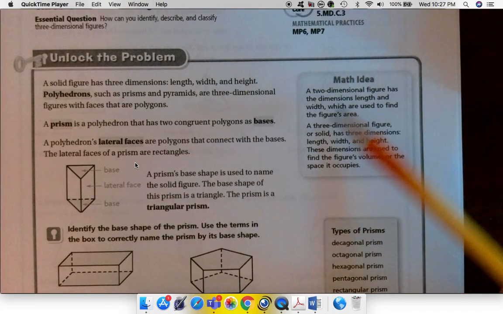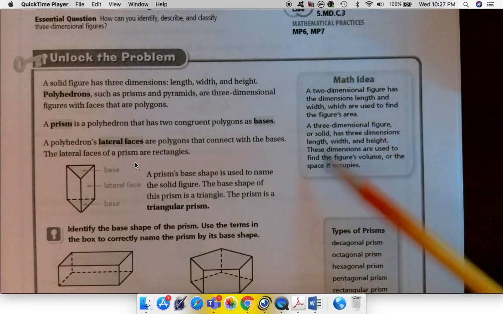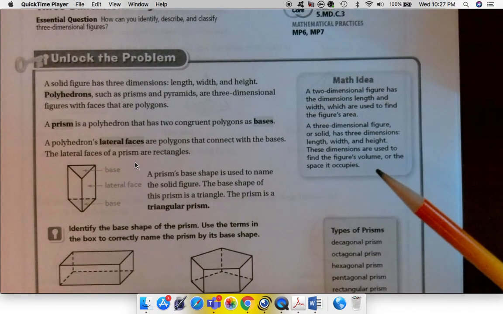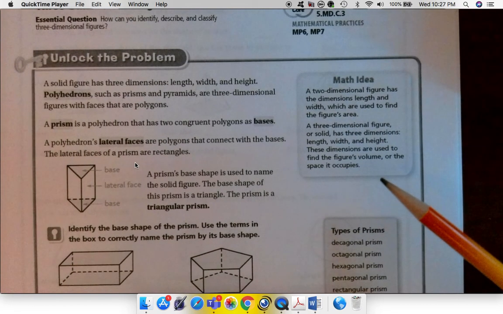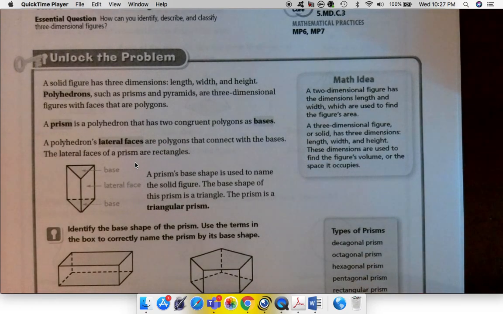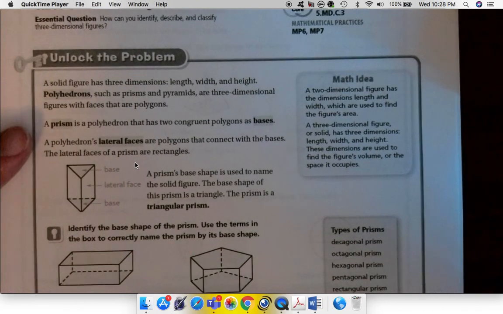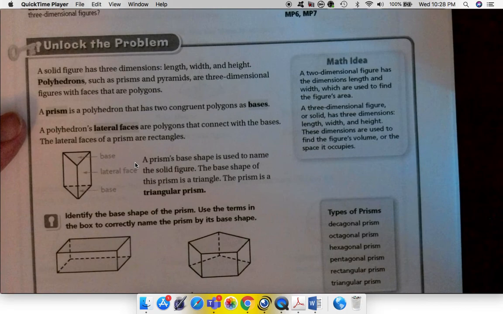And you can find more about that over here. We're not going to be doing volume today. We're just going to be naming prisms and pyramids. One way I like to name my prisms is I look at the shape. I know a prism is made up of a lot of rectangles and sometimes two other polygons.